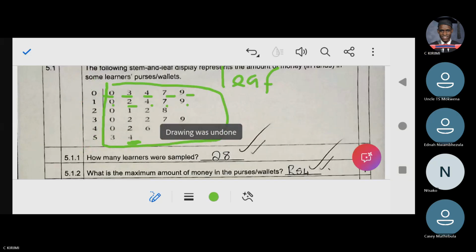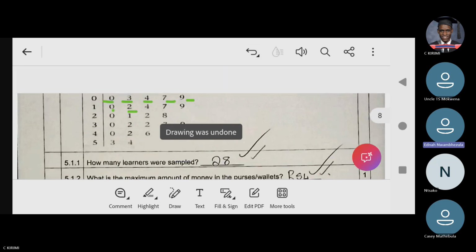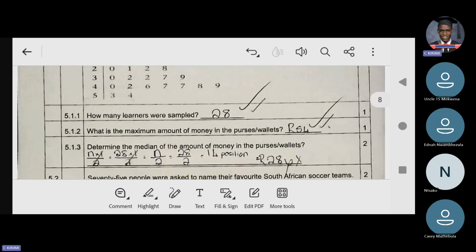Yes, you are counting the money which was in the wallets. For how many learners did we check their wallets? We checked the wallets of 28 learners.